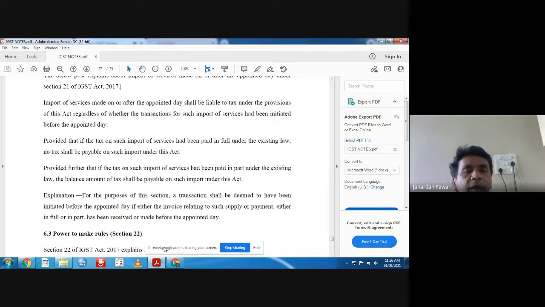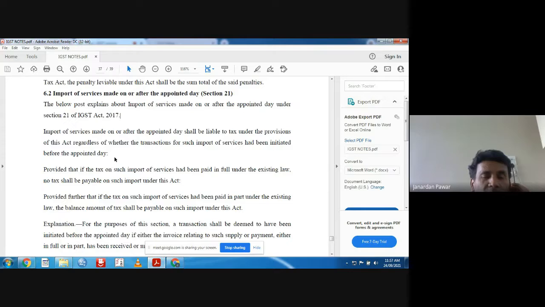Then, provided further that if the tax on such import of services had been paid in part under the existing law, the balance amount of tax shall be payable on such import under this act. If the amount of tax is not fully paid, for example, the first provision talked about if the full amount of tax is paid, then there is no need to pay the tax. But if the amount of tax is not fully paid, or if it is paid only in part, then whatever balance amount of tax is there, that particular person has to pay on this kind of import. And this is what this particular provision under section 21 says.